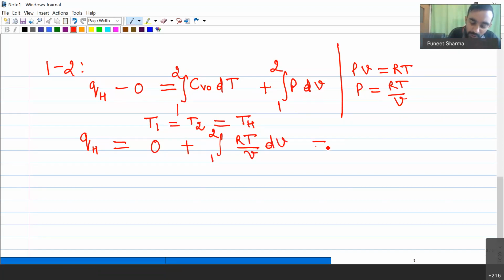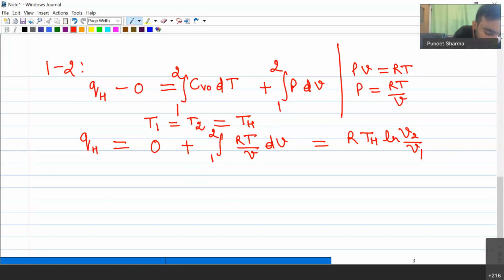Now what will be happening over here, R into T will be acting as constant. Now for process 1 to 2, my T is nothing but equal to TH. Okay. And the integral of dV by V will become ln of V2 divided by V1. Okay. So this is my process number 1 to 2.